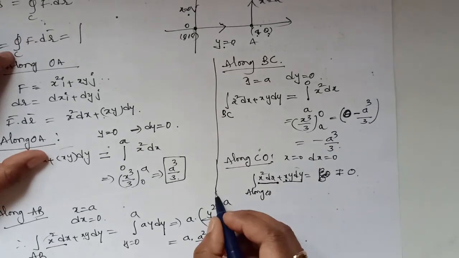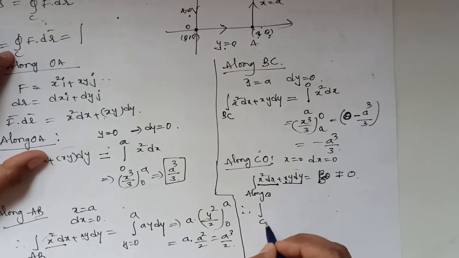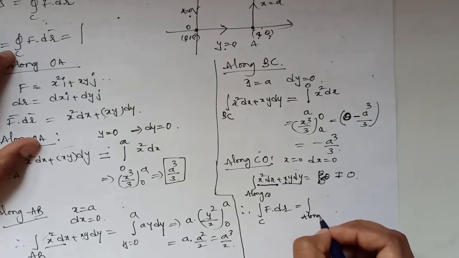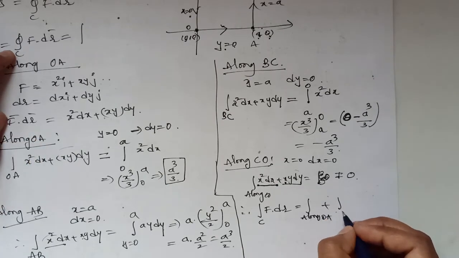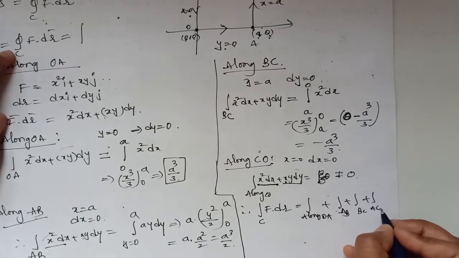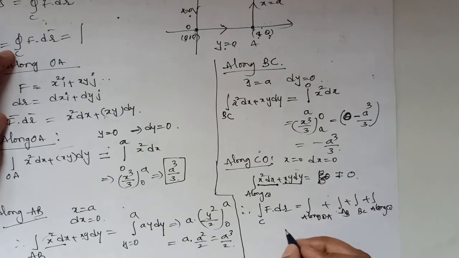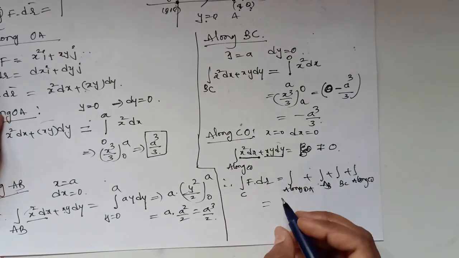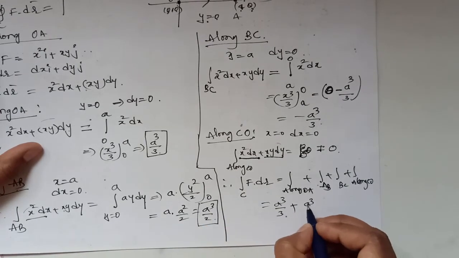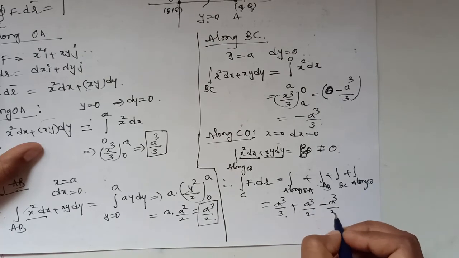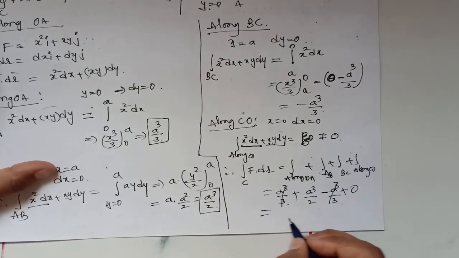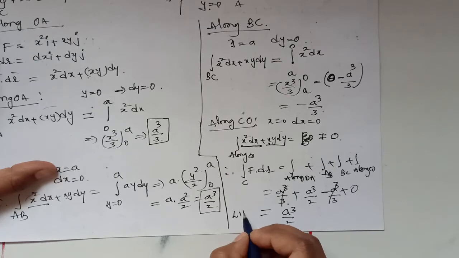Okay. Therefore the total line integral of F dot dr is equal to along OA plus along AB plus along BC plus along CO. We have to add all these four values to get the complete line integral value. A cube by 3 plus A cube by 2 minus A cube by 3 plus 0. Minus A cube by 3 plus A cube by 3 cancel. We get A cube by 2, the LHS value.